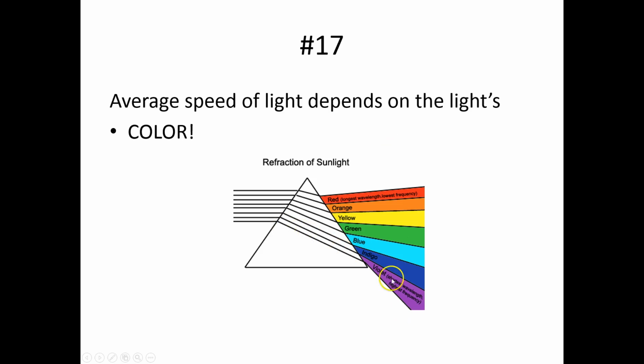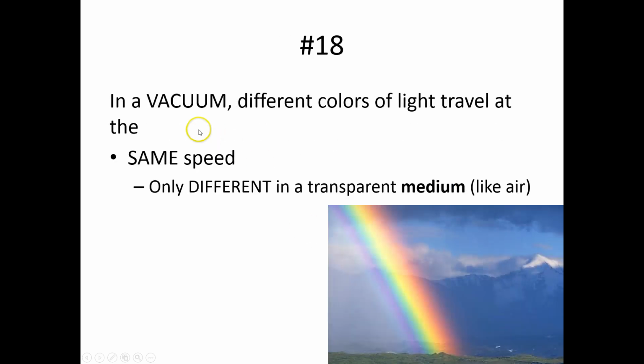So the violet is really slowed down and has a slow speed as it's traveling in the prism. But as they get out, all these colors outside of this prism are actually traveling at 3 times 10 to the 8th meters per second. Inside the prism, red is closest to 3 times 10 to the 8th, and the violet would be the furthest away. So that's why this one's a little bit confusing.